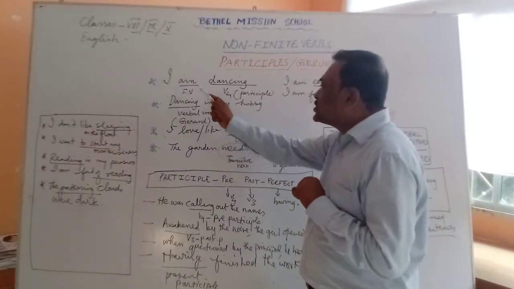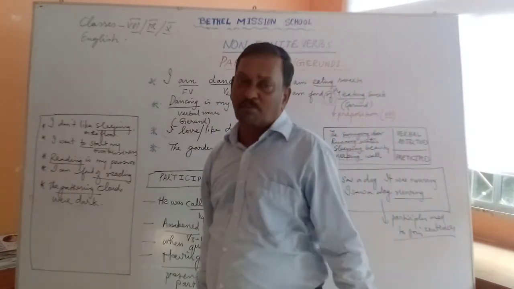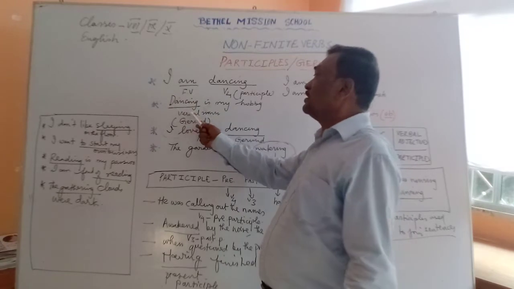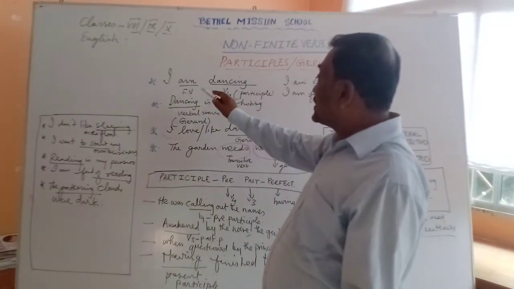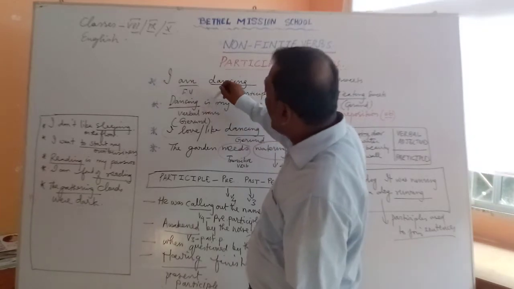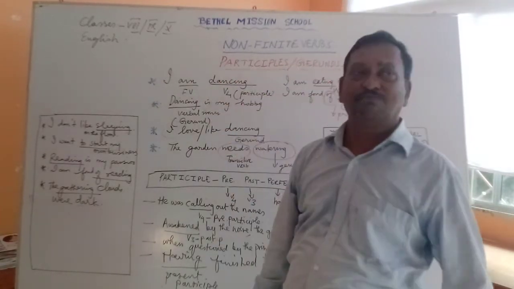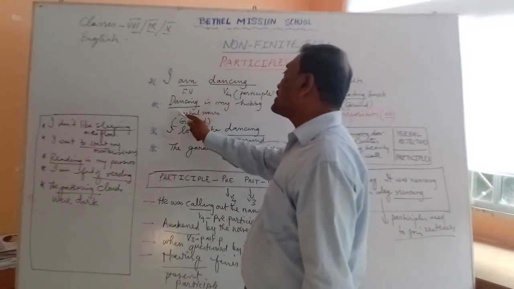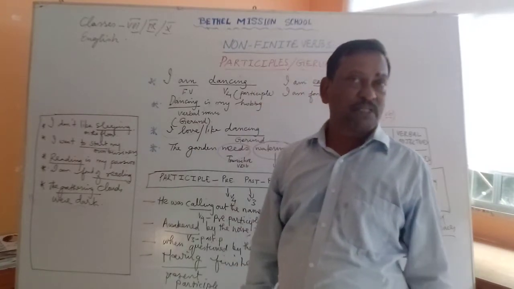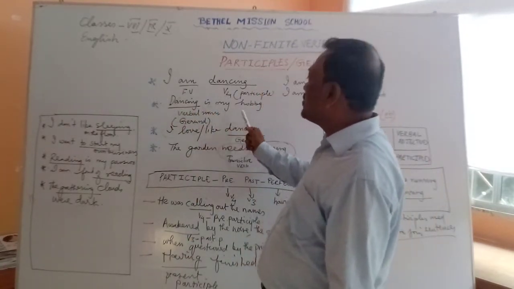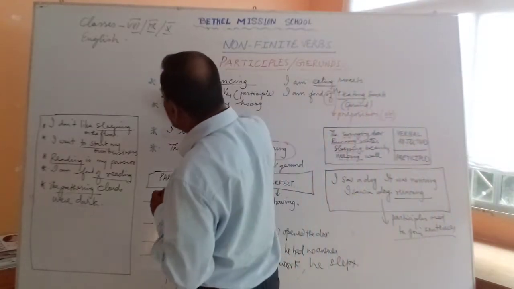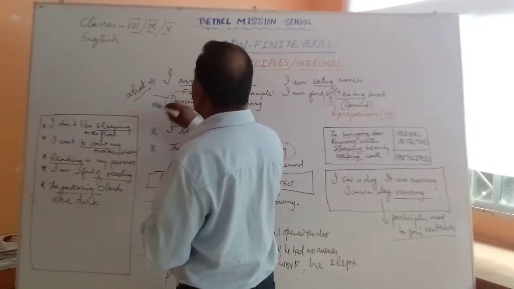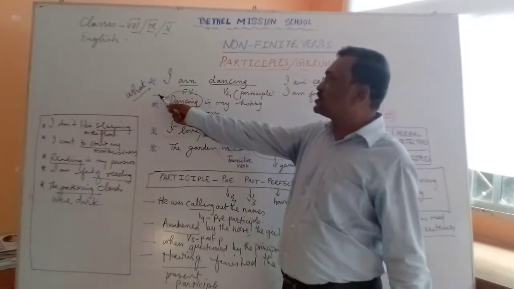Now look at the next sentence. The next one is: dancing is my hobby. Dancing. But look at the place of the participle. It comes in the beginning of a sentence and a helping verb comes after that. Here the helping verb comes before the participle, but here the helping verb comes after the participle. Now you see, dancing is my hobby. If you ask the question, what is my hobby? Then the answer is, dancing is my hobby. So it answers the question what?